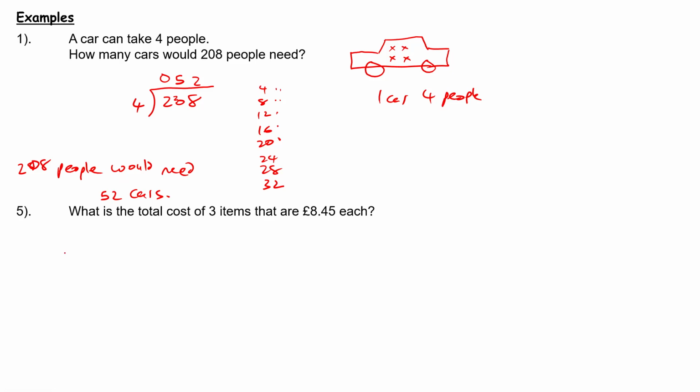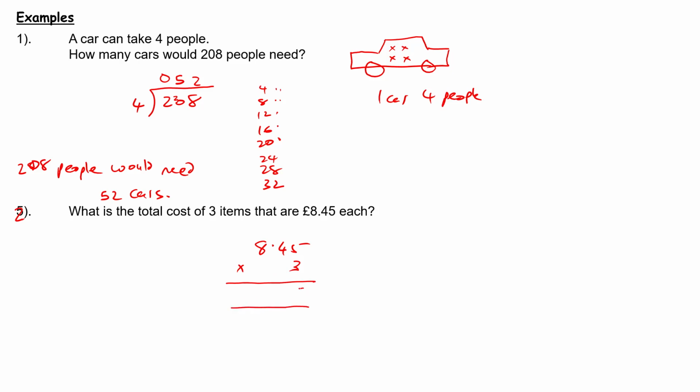It says question 5, should be question 2. Very strange. What is the total cost of 3 items that are £8.45 each? So 1 item costs £8.45, 3 items I'd have to multiply. So some of these questions are multiplication and some are division. So we always set it out, if we're multiplying, as in columns. So times 3 there.